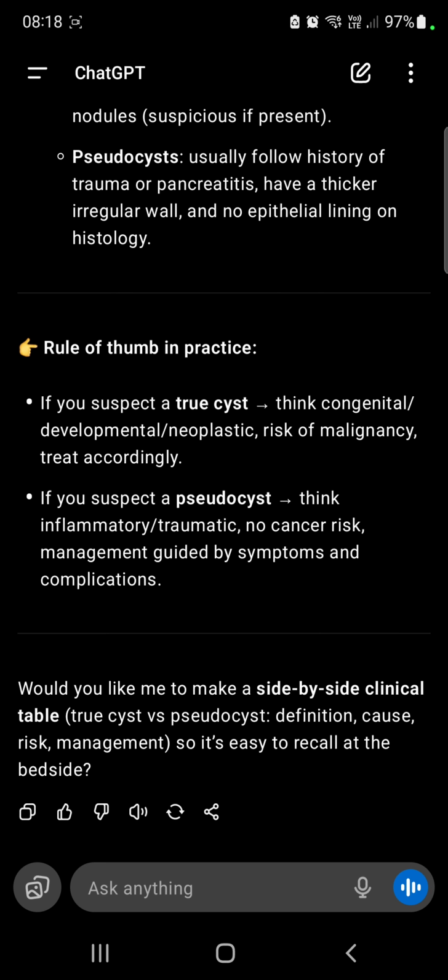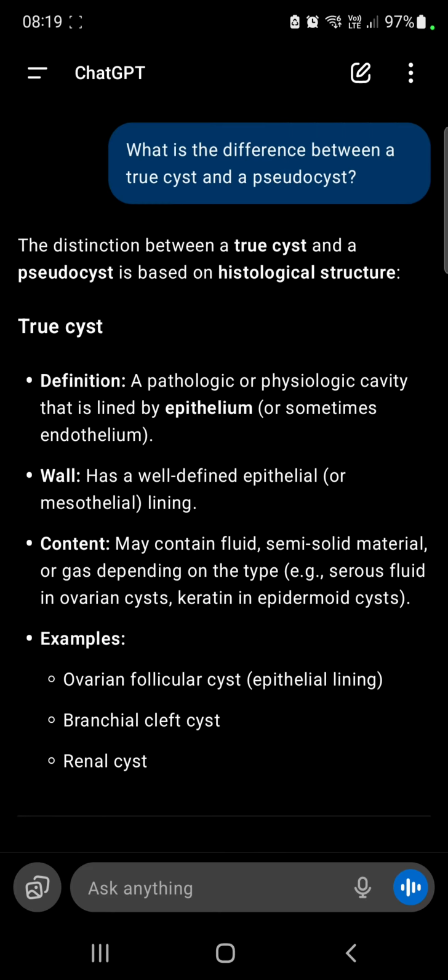Okay, so this is to sum it all up. A true cyst is quite plastic, congenital or developmental, and there may be a risk of malignancy. In a pseudocyst, something like trauma, inflammation, usually there is no cancer risk because there is no epithelium, the wall is not epithelium. And the treatment is based on symptoms because it's usually benign, but if it causes, for example, mass effect, we need to treat it. So this is the end of pseudocyst versus true cyst.